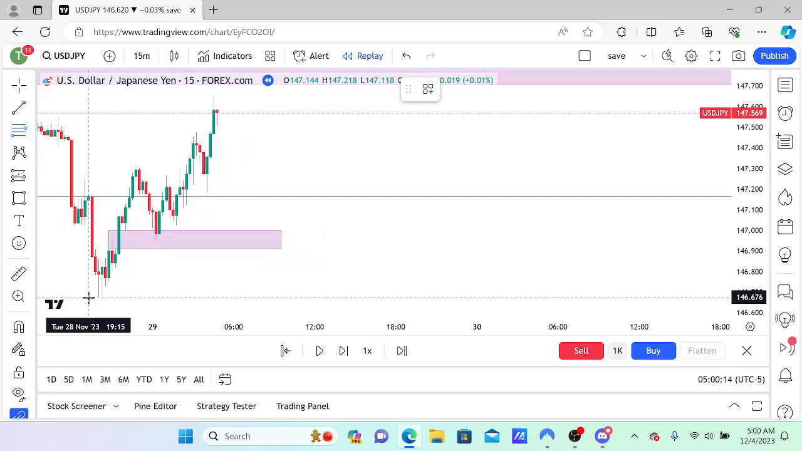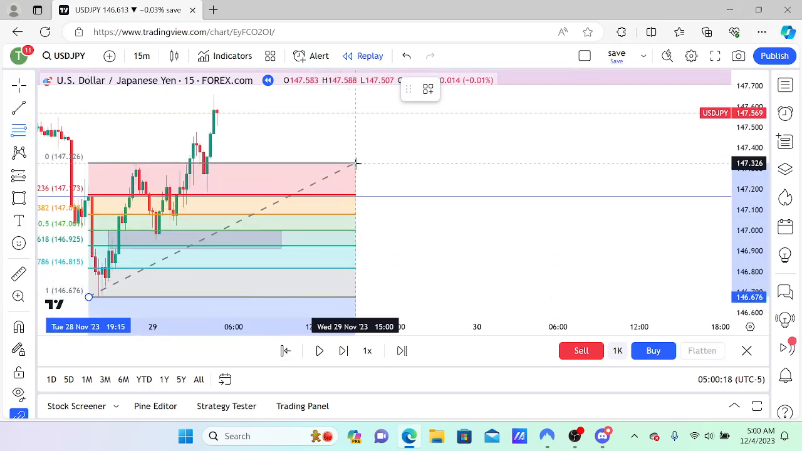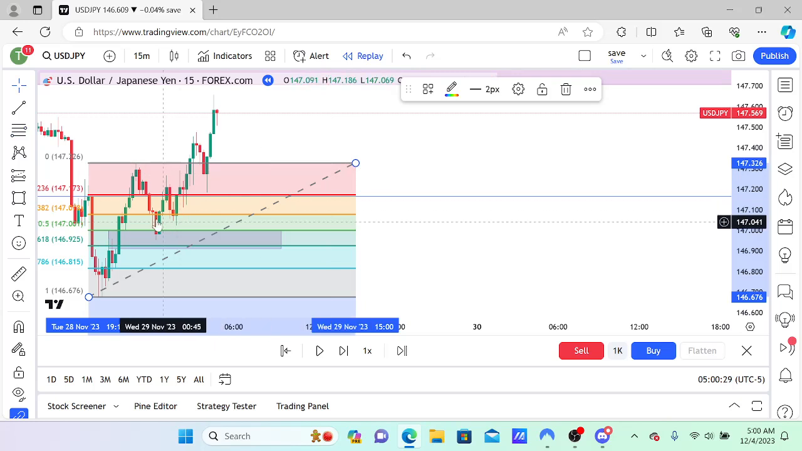You can see like all of this in regards to the ICT concept, it connects like this: premium, discount, the market structure, external, internal range liquidity. It all connects to make one big picture. Okay, that's why it's important to have an understanding of this, because you can see then it pulls back into a discount and it seeks that internal range liquidity in a discount after taking that external.